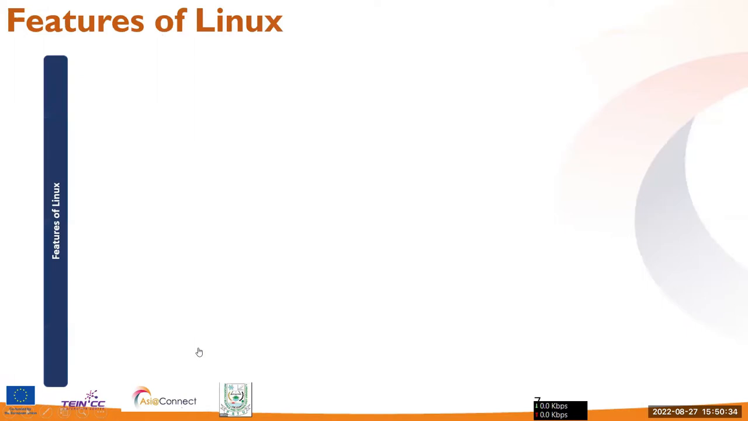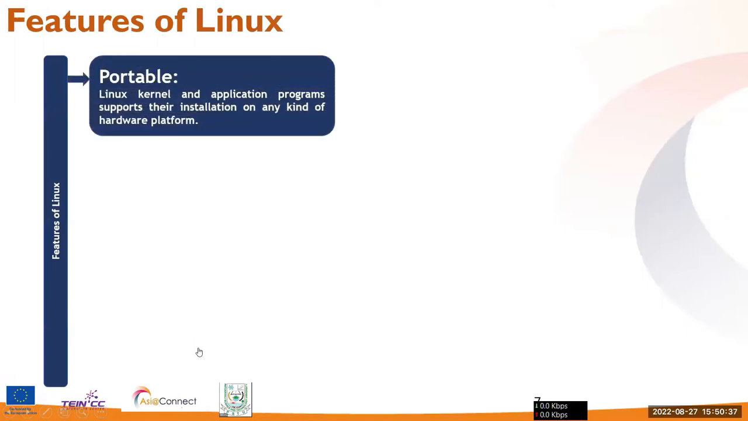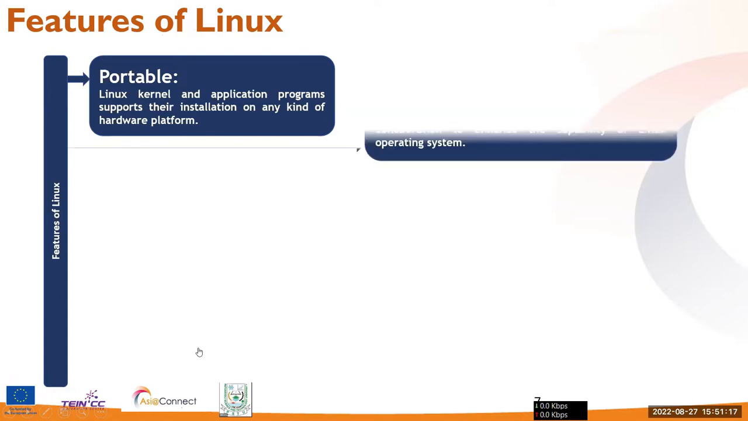So why is it popular? These are the reasons. I will discuss some popular features of Linux. It is portable. Portable means it runs on all hardware. Right now, most operating systems are portable, but one operating system, as I mentioned, Mac operating system, you are not able to install on any laptop. It requires only Mac hardware provided by Apple to run Mac operating system. But other operating systems like Microsoft Windows and Linux run on any kind of hardware platform. So Linux is also a portable operating system.